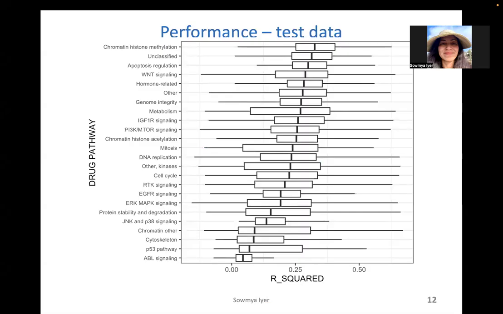So for performance on test data, what you see here is each box plot represents a drug pathway, sorted by the median of R squared across multiple folds. But what is notable here is the wide variability of R squared across each drug pathway. So I tried to understand this variability and how much of it was technical versus biological. Turns out a lot of it is technical.